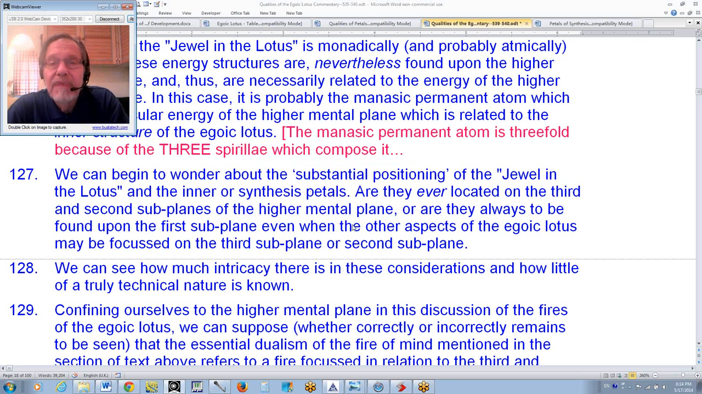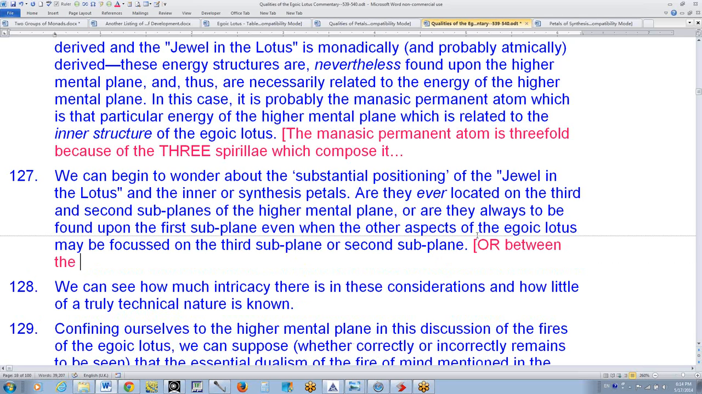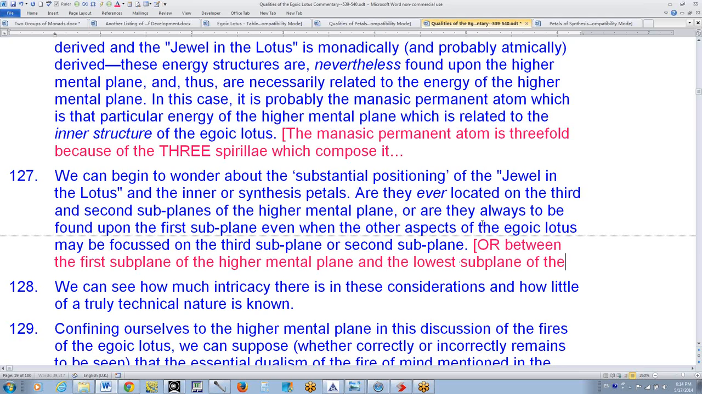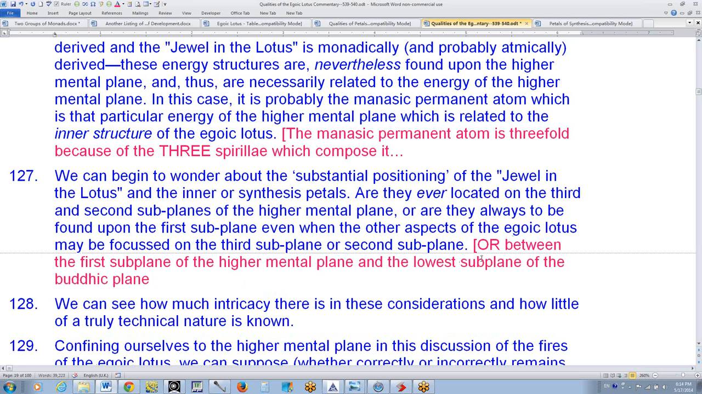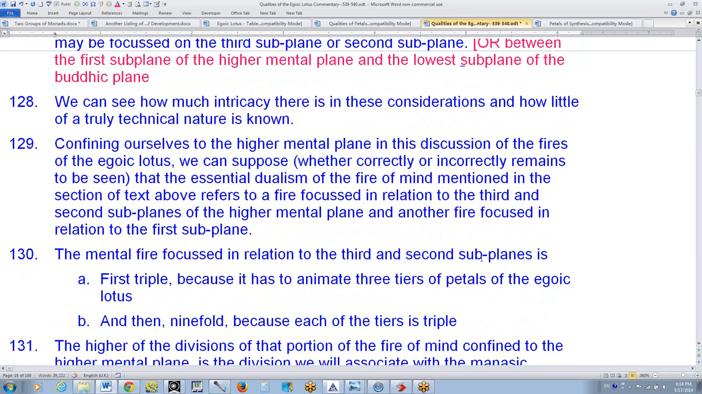It is said that of the jewel in the lotus. So are they ever located on the 1st and 2nd subplanes of the higher mental plane, or are they always to be found upon the 1st subplane, even when the other aspects of the Egoic Lotus may be focused on the 3rd and the 2nd, or between the 1st subplane of the mental plane and the lowest subplane of the Buddhic plane? So we can see how much intricacy there is here and how little of the truly technical nature we actually know.